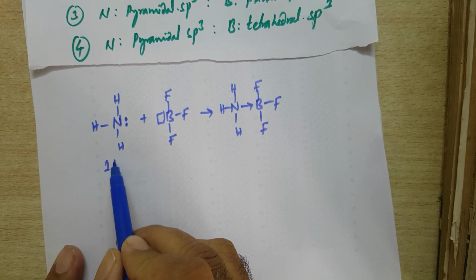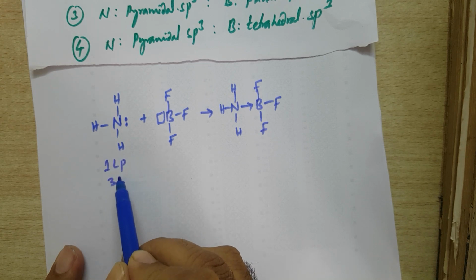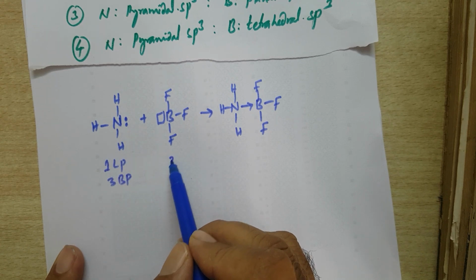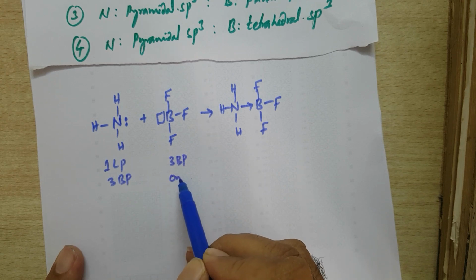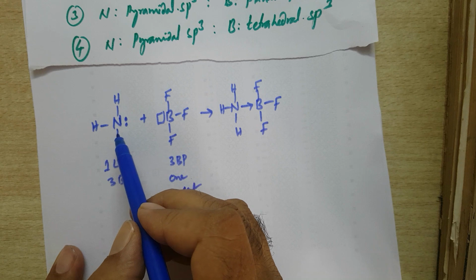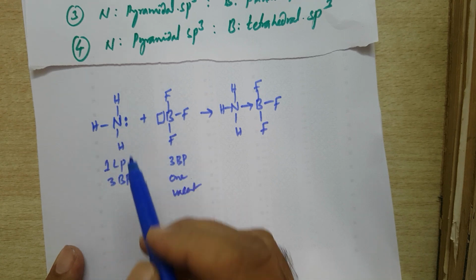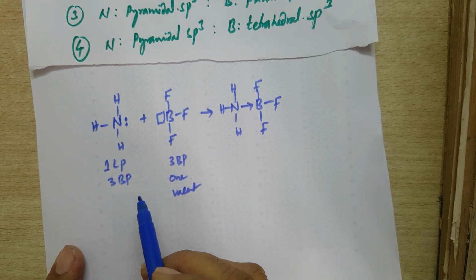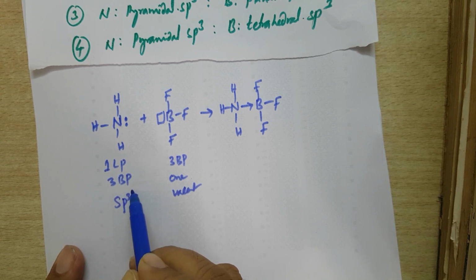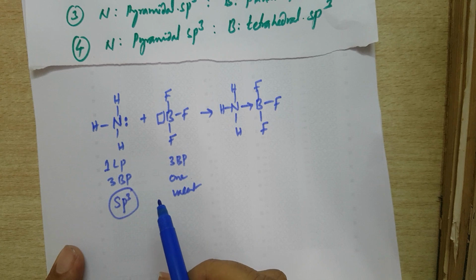One lone pair, 3 bond pairs, and it can donate an electron pair. This one has only 3 bond pairs and 1 vacant orbital, and here 3 bond pairs and 1 lone pair. Lone pair plus bond pair equals the number of hybrid orbitals. So the hybridization is sp3.